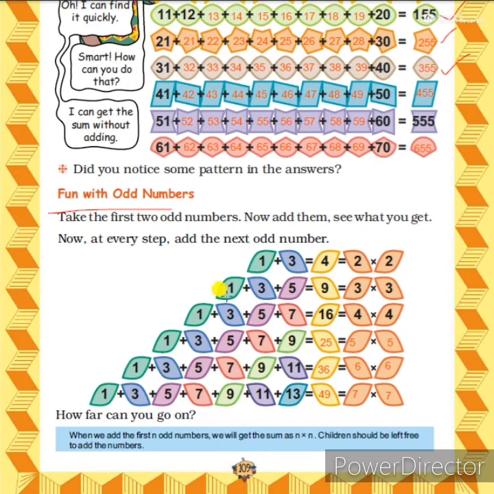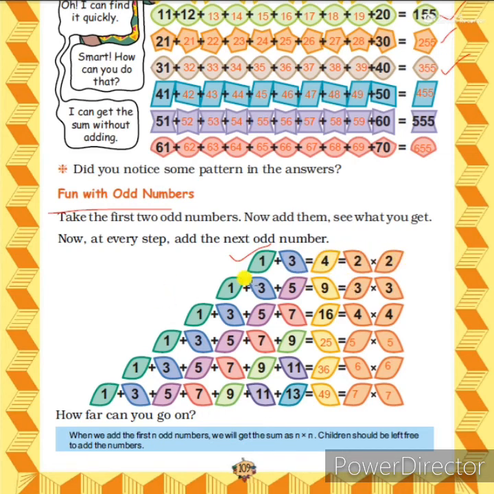Now listen to the first line. At every step add the next odd numbers. That means fun with the odd numbers is given here. Here they are using the pattern with the odd numbers. First odd number is 1. Next odd number is 3. 1 plus 3 is 4. So what are the factors of 4? 2 2s are 4, or 4 is the multiple of 2 2s. That is shown in the first pattern, first line.